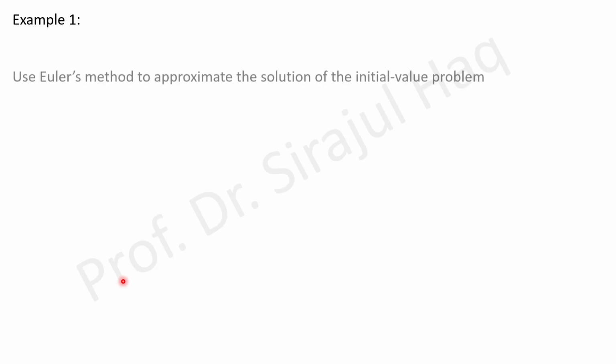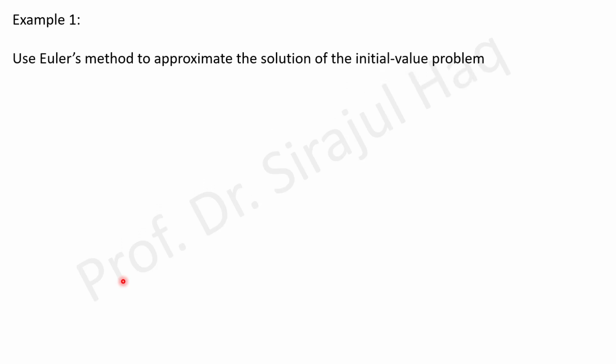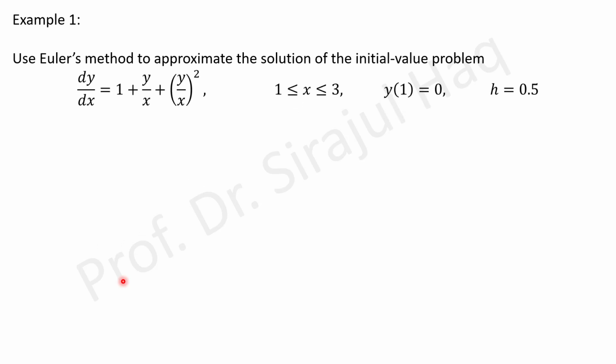Let's consider an example. The example is: use Euler method to approximate the solution of the initial value problem. So I'm taking an example, dy by dx is equal to this term. The value of x lies between 1 and 3. y at 1 is given to you, that is 0, and use the step size h equal to 0.5. When you start from 1, so 1, 1.5, 2, 2.5, and 3, these will be your data points.